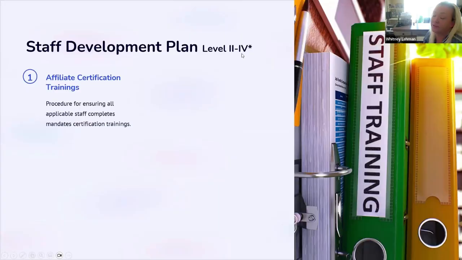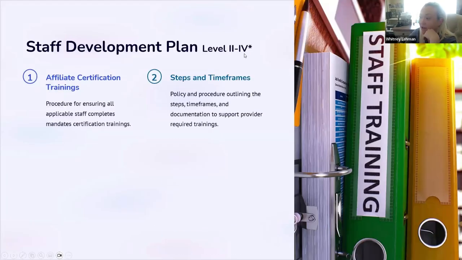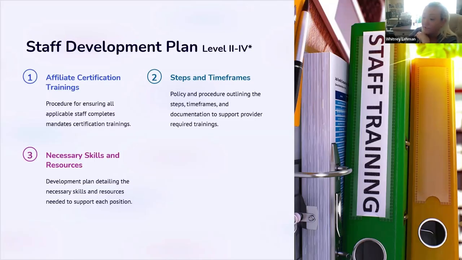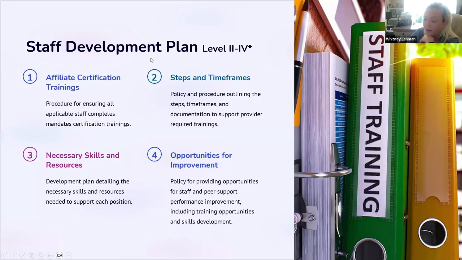Staff development plan. This is now required at levels 2, 3, and 4. It used to only be required at levels 3 and 4. So this is going to be new for you level 2 providers. So a procedure for ensuring all applicable staff complete mandatory certification trainings. Policy and procedure outlining the steps, timeframes, and documentation to support provider required trainings. Developing a plan detailing the necessary skills and resources needed to support each position, and a policy for providing opportunities for staff and peer support, performance improvement, including training opportunity and skills development.